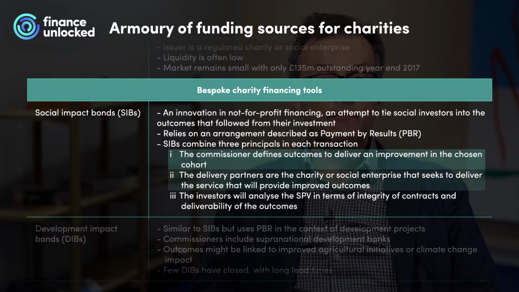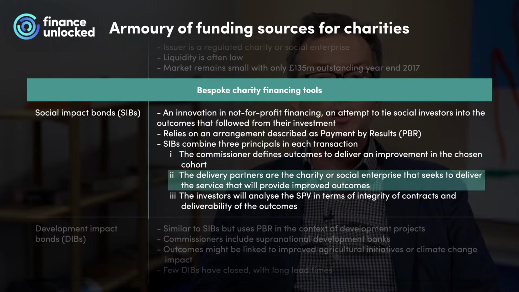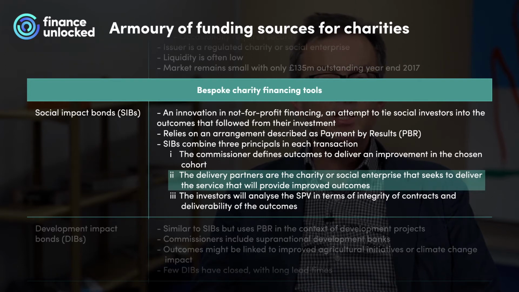Next, the delivery partners are the charity or social enterprise that seeks to deliver the service that will provide improved outcomes. The service needs to be measurable and easy to administer. In health and education, for example, this may simply mean patients and learners showing up for sequential meetings, accumulating coupons as they move through the treatment, therapy, or lessons.